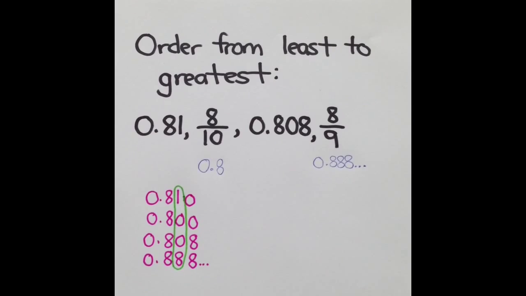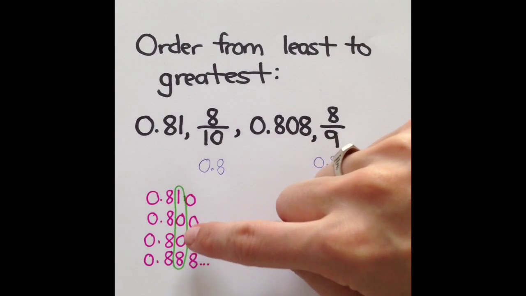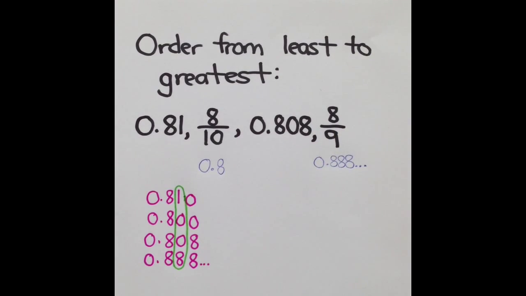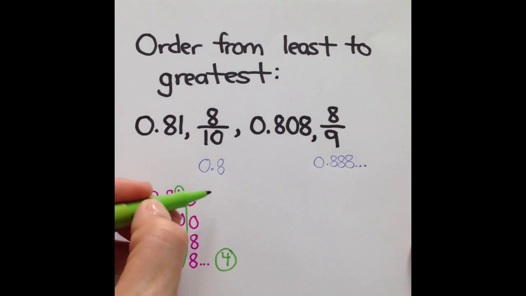I've lined up all the decimals and all the numbers in the ones and the tenths place are the same, so I've moved to the hundredths place in order to compare these. I have a 1, 0, 0, and an 8, so I know the largest number in my list, the fourth one, would be this one, and the second largest would be this one.